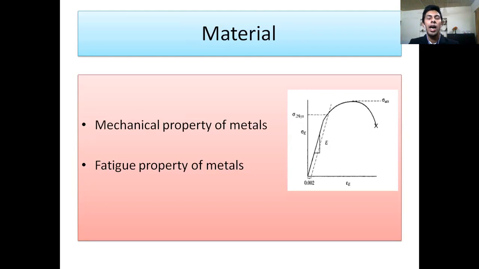All iron-based alloys have roughly the same stiffness, while all aluminum-based alloys also have roughly the same stiffness. If we want to change the stiffness, we need a major change in chemical composition. And if we increase the stress, we will reach a certain point called the yield stress, and this is the point of the yield stress.